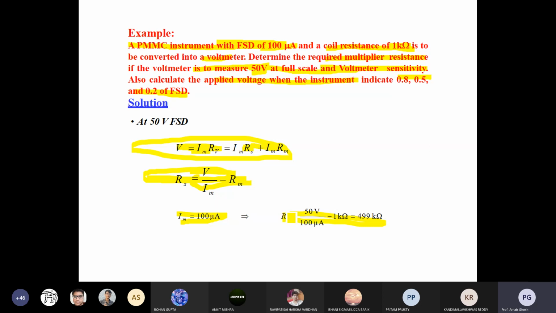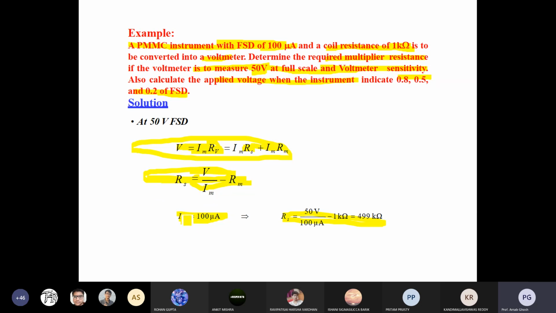Multi-ranging applications are not for all cases. If you measure up to 600 volt only, there will be only one resistance. But for multi-ranging, sometimes you want to measure 150 volts, sometimes 300 volts, sometimes 600 volts. So in a multi-ranging application, the RS value changes. You are getting my point that RS changes. So RV equals RS plus RM, and you are defining that value.